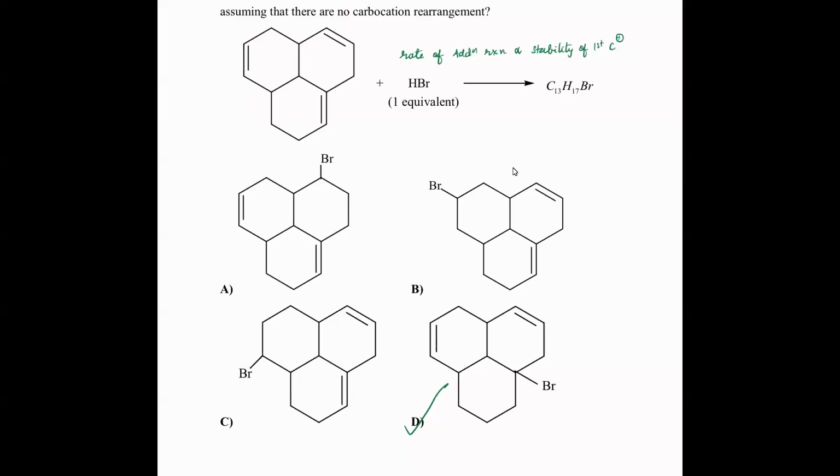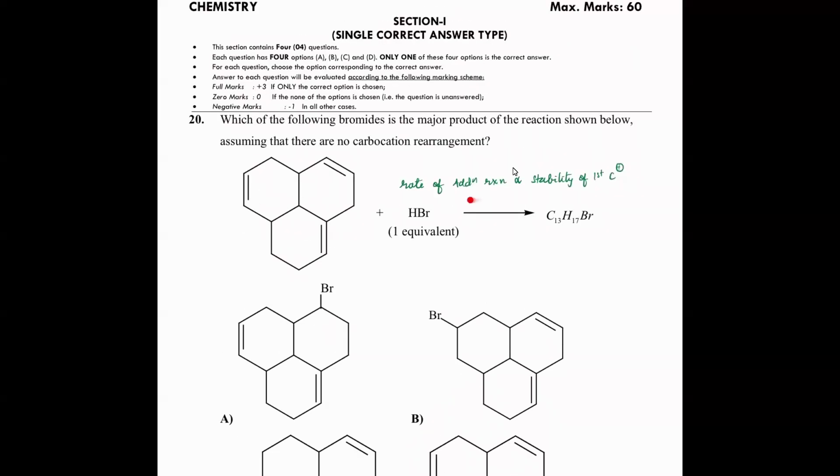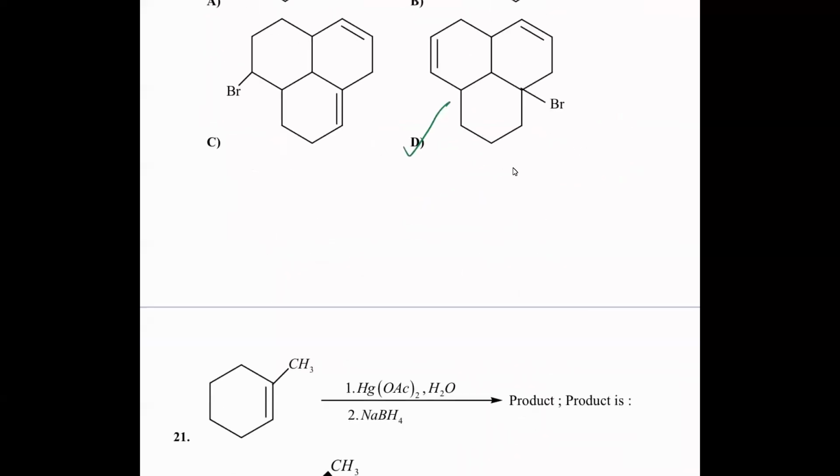So basically, based on the stability of carbocation, we can say this position is the best stabilized carbocation in the given scenario. Let's go to the next question.